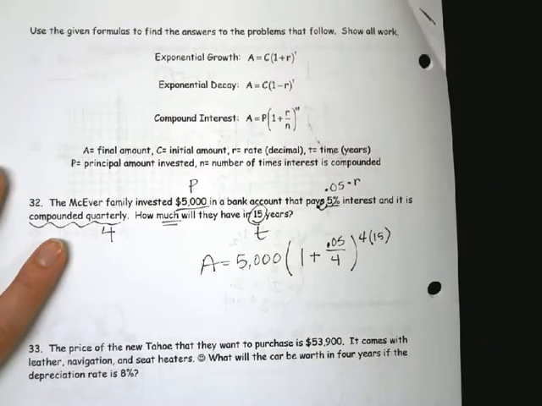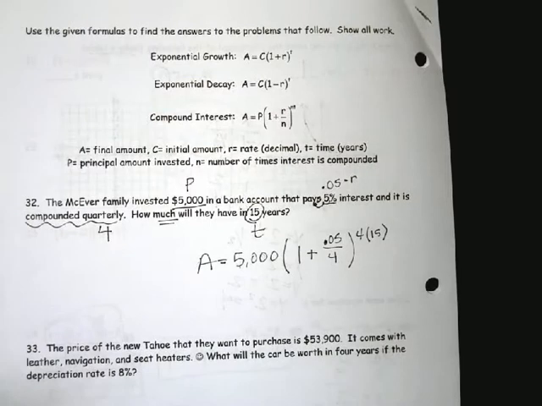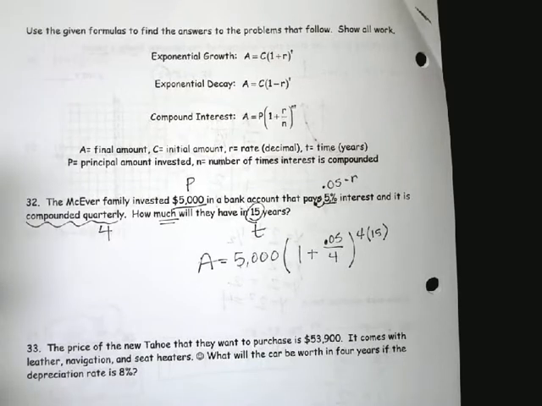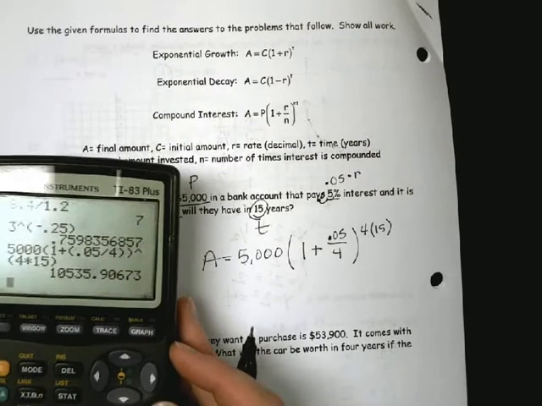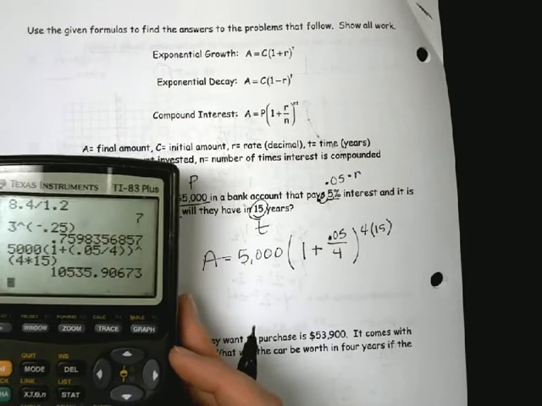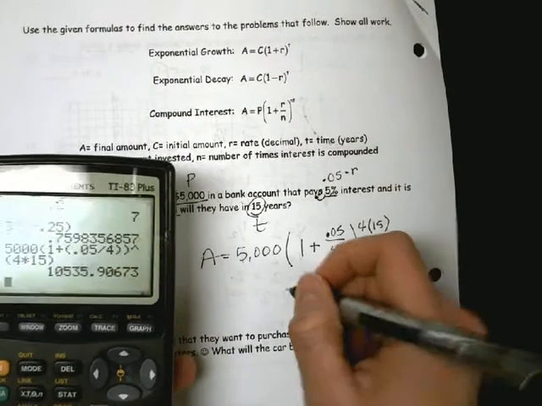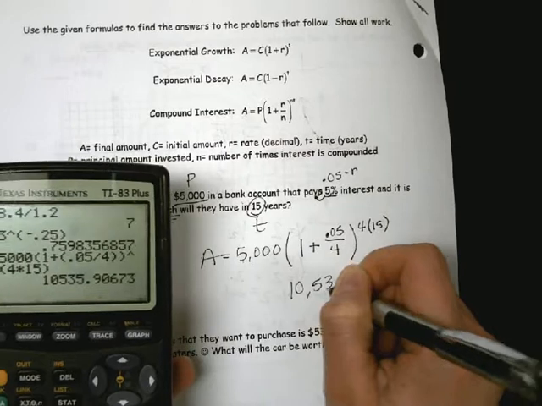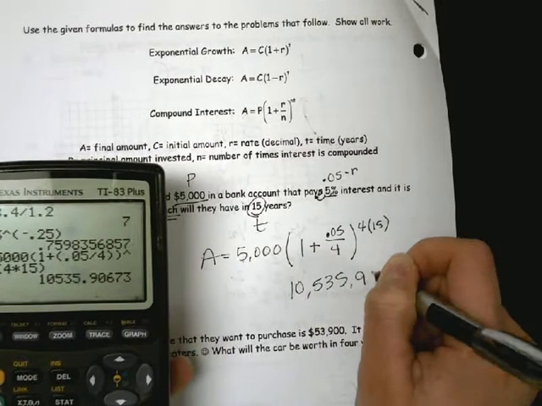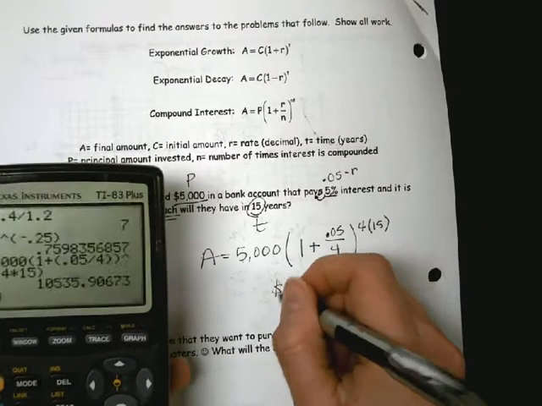From there, I can put this in my calculator as 5,000, parentheses, 1 plus. And I like to put all fractions in parentheses, so 0.05 divided by 4, all raised to the 4 times 15. Mine looked like that, and I got $10,535.91. Label that with a dollar sign because it's money.